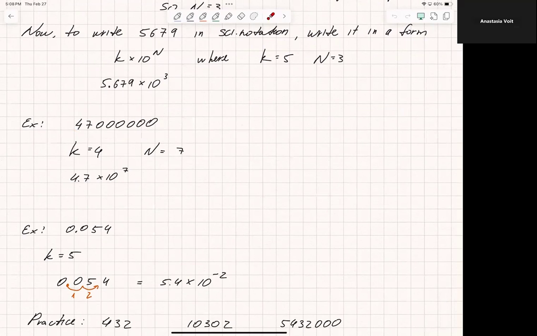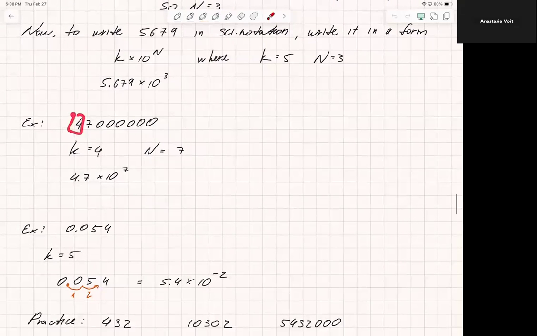Okay. Now, another example we have here: 47 million. I want to write it in scientific notation. Again, I want to isolate my first digit, that would be my k, because it's between 1 and 9. We cannot take 47 because it's greater than or equal to 1, but it's not less than 10. So we cannot use 47 as our k. But if we use just 4, it's greater than or equal to 1, and it is also less than 10. So this is good, and we will use 4 as our k.